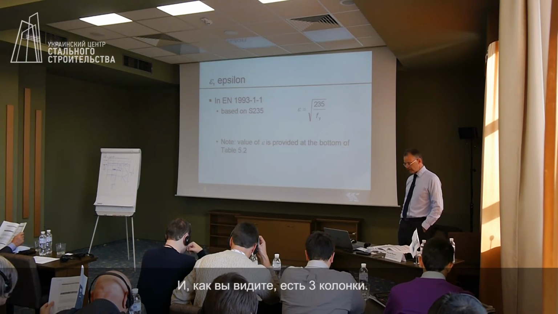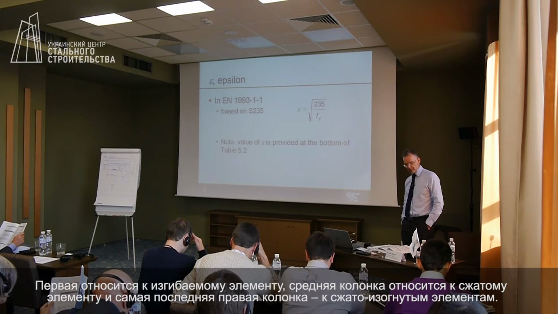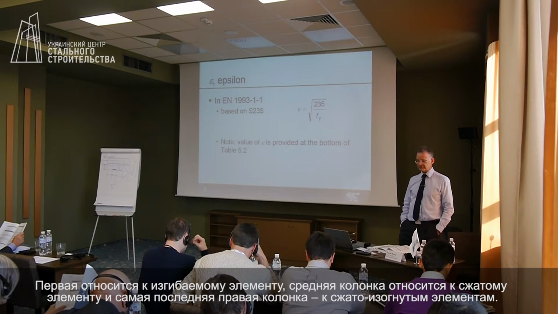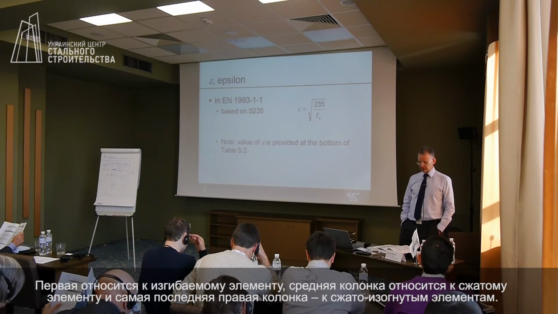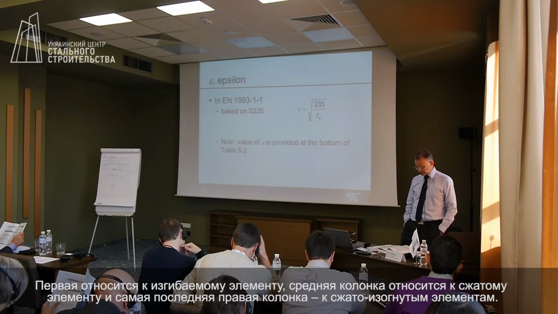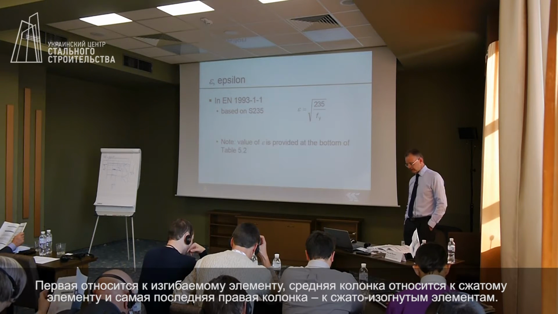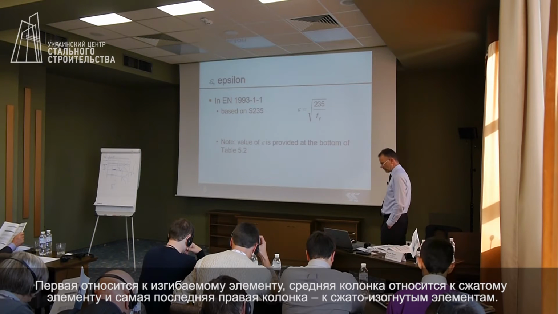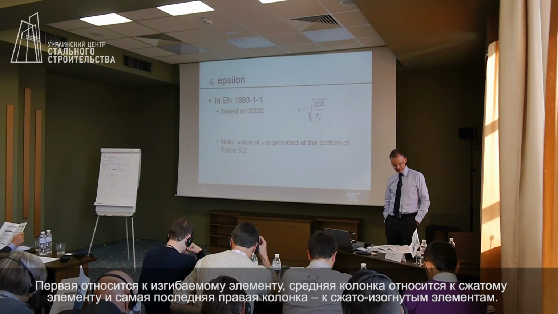And then you'll see that there are 3 columns. One is a part subject to bending, that's the left-hand column. The middle column is for a part subject to compression, and the right-hand column is for parts subject both to bending and compression.